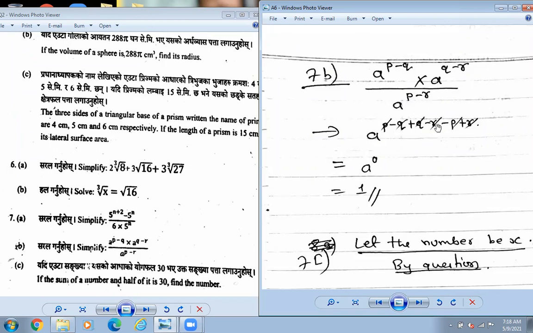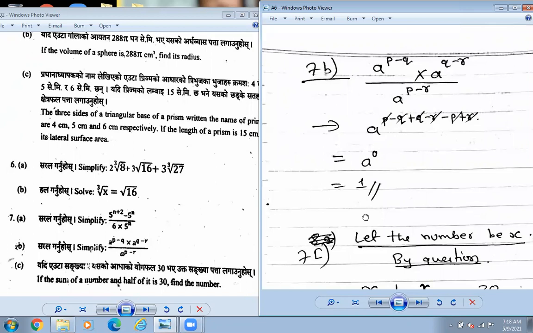So plus r minus r will be cancelled, plus p minus p will be cancelled, plus q and minus q will be cancelled. That means a power 0 means 1. This is going to be the answer. Simple, isn't it? So 2 marks. You have 1 mark on calculation, so 2 marks for the answer. We are getting the marks over here. 2 marks again, we got it. So this is the answer of number 7B.